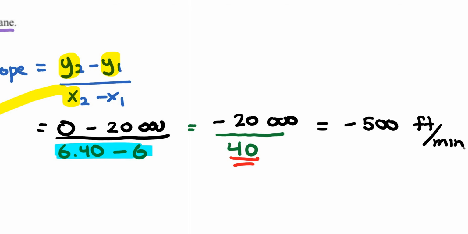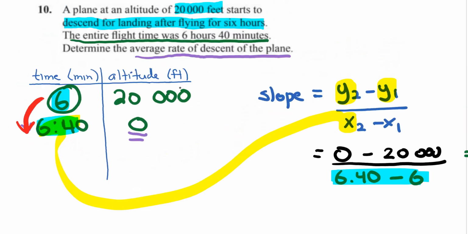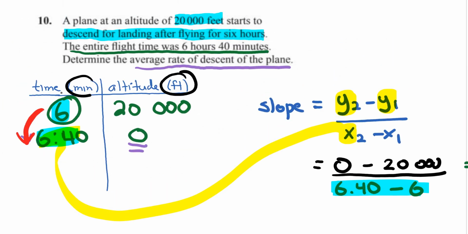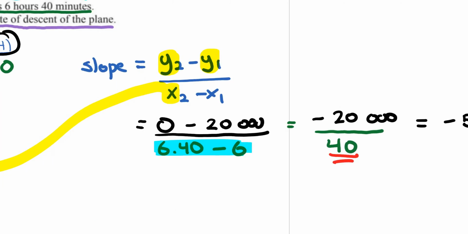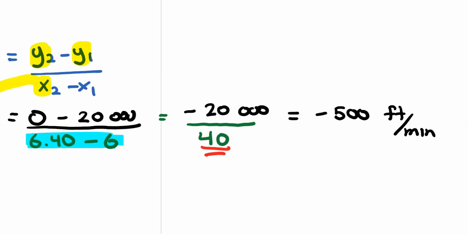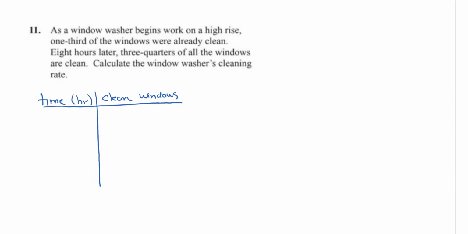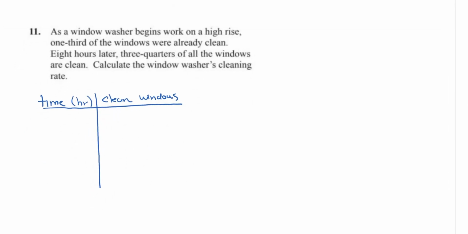Remember how we get the feet. Feet is really your y value divided by your x value, right? So feet per minute. And that's the average rate of change for that problem. Okay, let's do question number 11 here. I'll do question number 11 in a similar manner to question number 10.